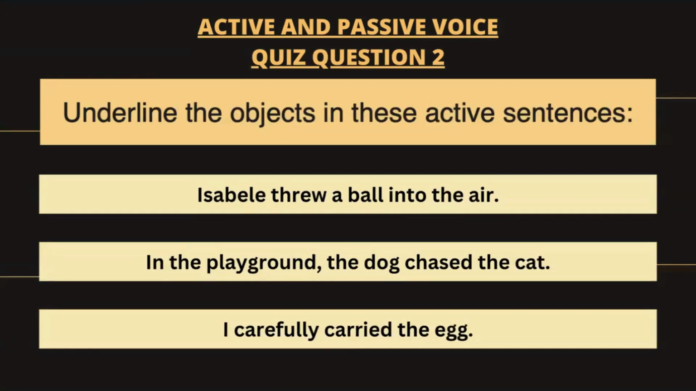Underline the objects in these active sentences. Isabel threw a ball into the air. In the playground, the dog chased the cat. I carefully carried the egg.